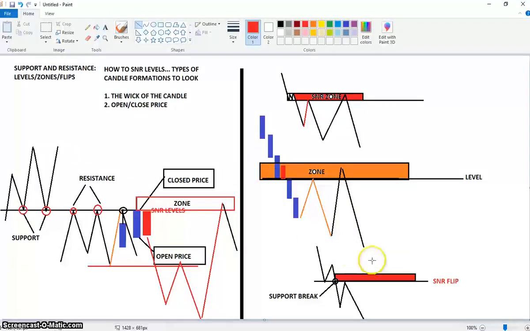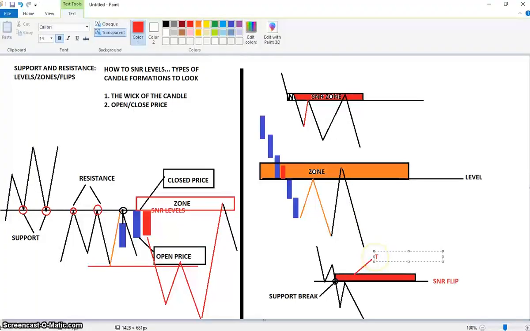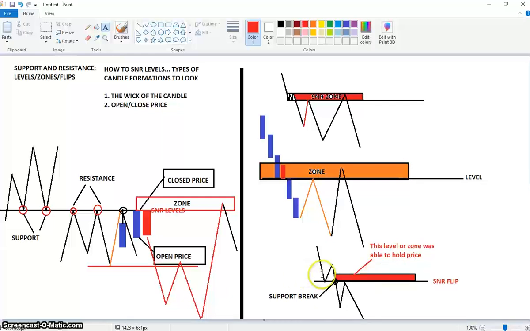So we say this level or zone was able to hold price. Okay, this area or level was able to hold price. I don't know if you understand what I'm saying.